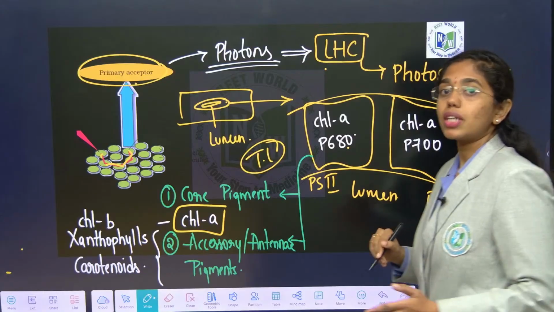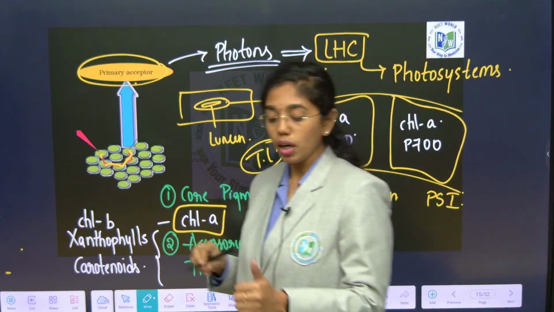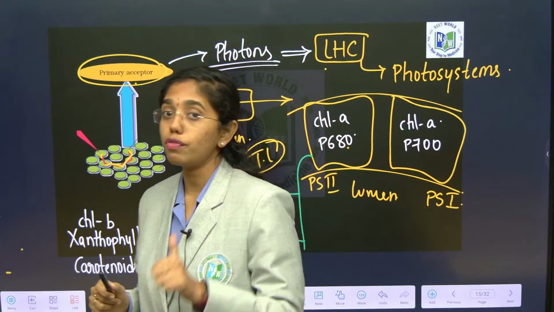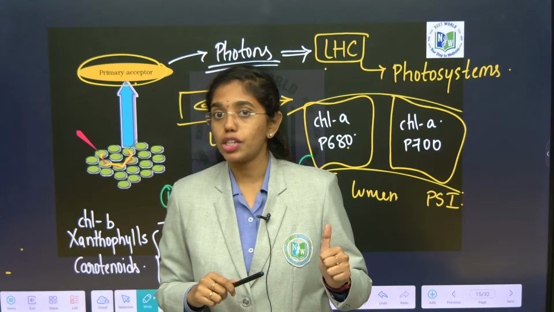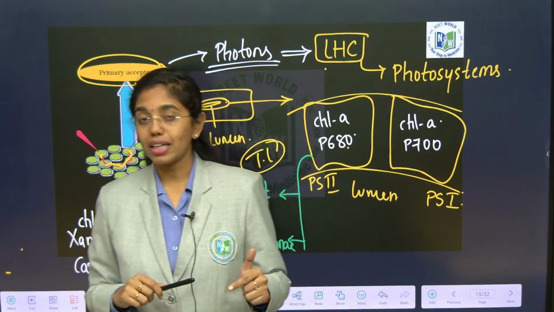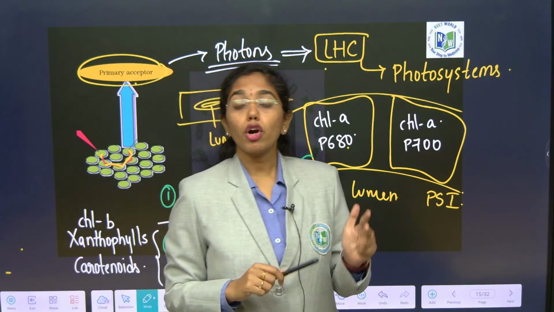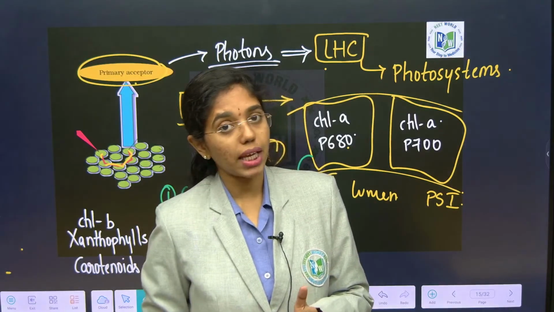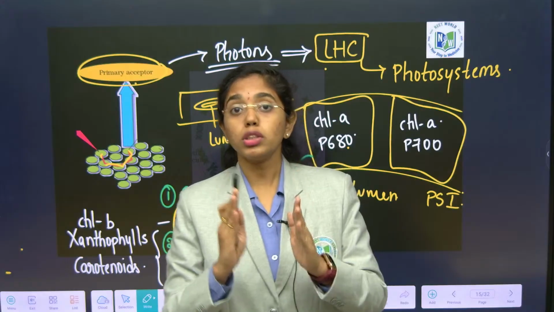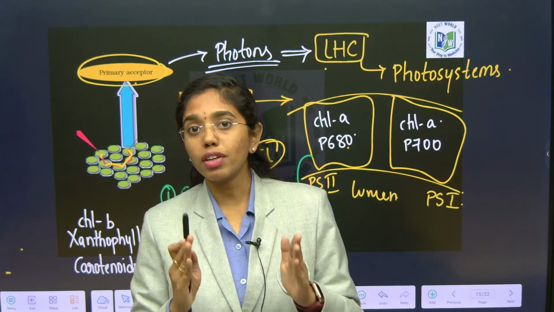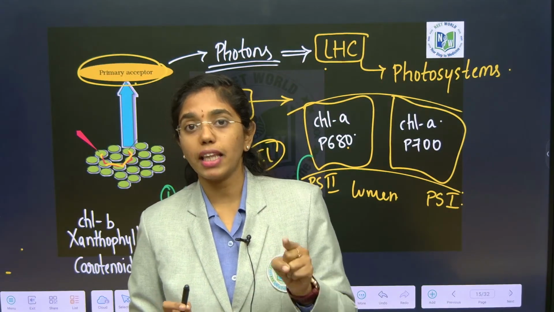In our next class, we will be looking into photophosphorylation, which is the major concept, cyclic and non-cyclic photophosphorylation, photolysis of water, C3 cycle, photorespiration, that is the C2 cycle, CAM cycle and C4 cycle, which are the most important topics, along with bioenergetics, in the next class.